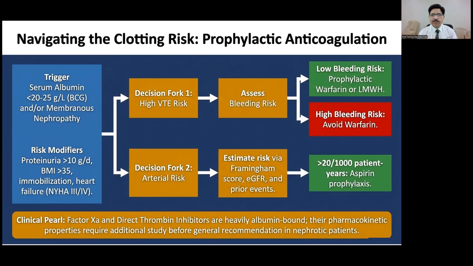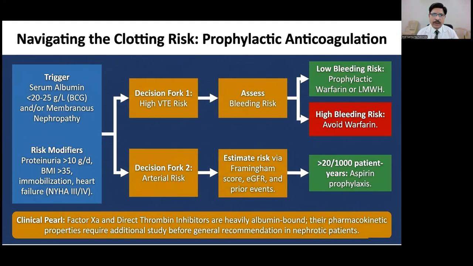Decision 1. Decision 2 is the arterial thrombotic risk. Estimate risk via Framingham score, eGFR, and prior events. More than 20 per 1000 patient years, aspirin prophylaxis. You understand now what are the prophylactic anticoagulant measures I take?